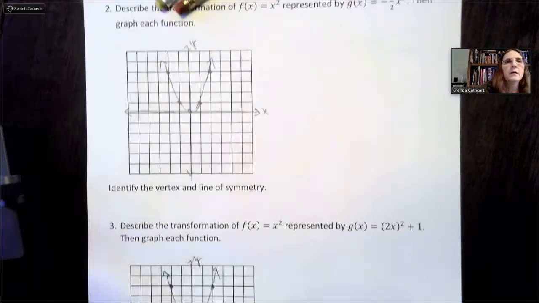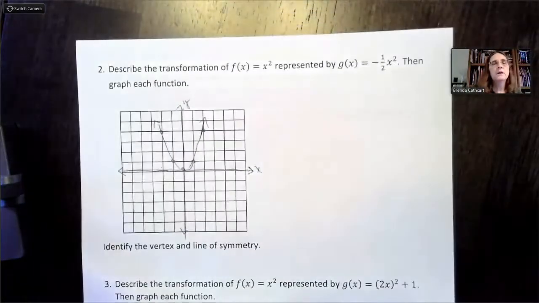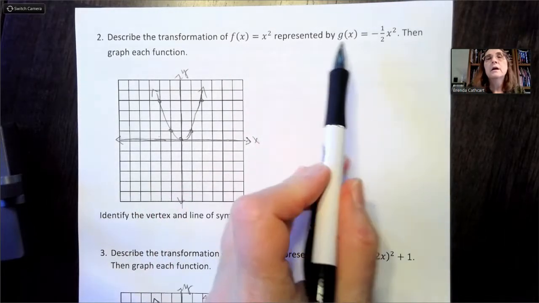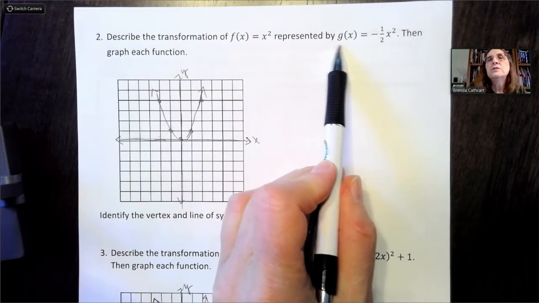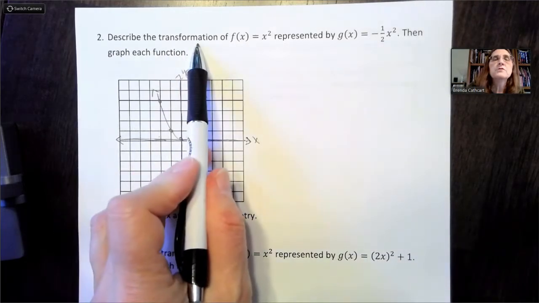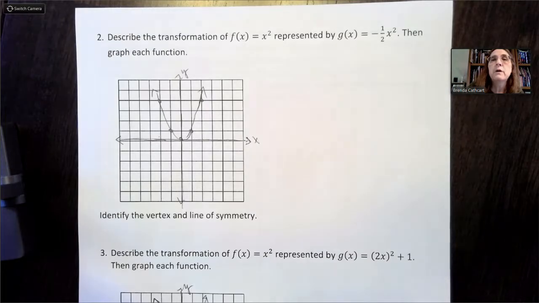Let's do another example. Our next example, again, we're going to start with the parent function f(x) = x², and our new function g(x) is equal to -1/2 x². So we want to describe those transformations, and then we're going to graph.